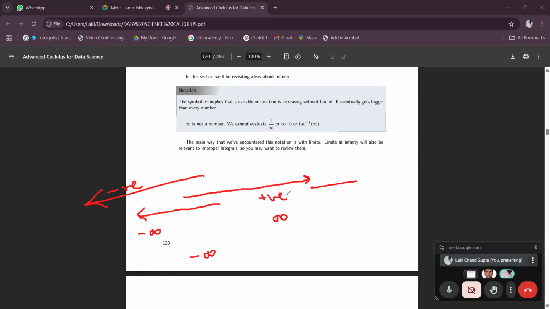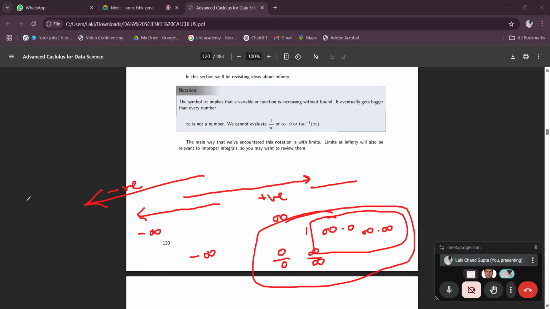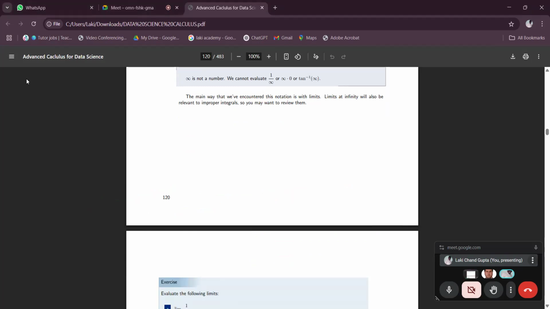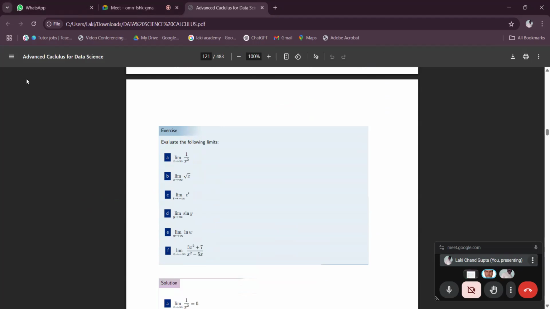It means the function gets smaller than every number. One important thing you must know: infinity into zero, infinity into infinity. I already told you how these are indeterminate forms, right? 0 upon 0, infinity upon infinity. These are not constants. These are indeterminate forms, right? You cannot determine them.